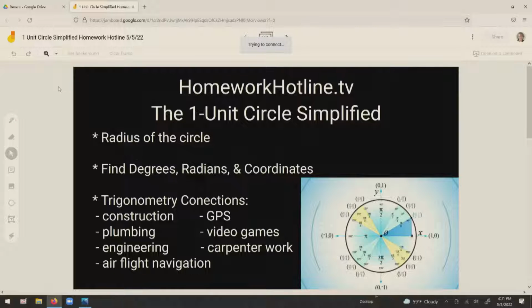There's a lot of different trigonometry connections, and we're not going to get as much into them, but look at that list. Construction, plumbing, engineering, air flight navigation, GPS, video games, and carpentry work. And I bet the list goes on. Yeah, saw blades have circles, don't they? A saw blade has a circle too, yes, definitely in construction.